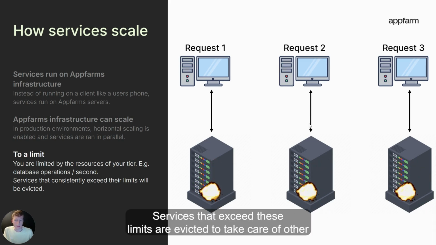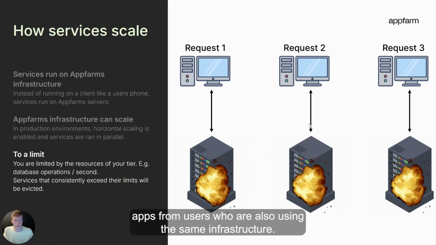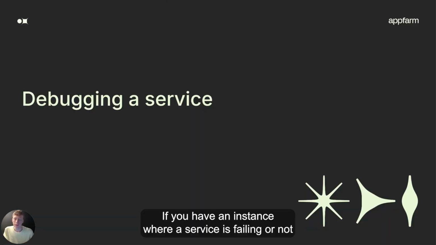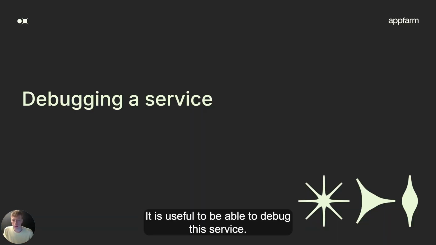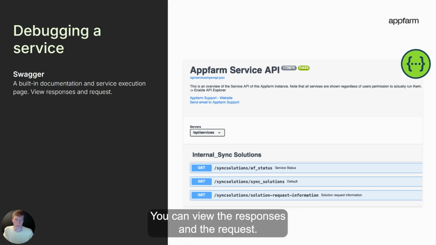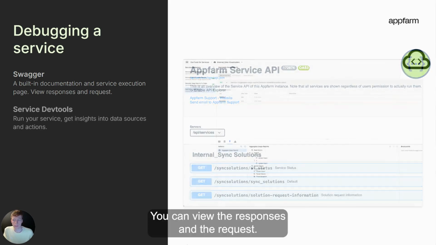Services that exceed these limits are evicted to take care of other Appfarm users who are also using this same infrastructure. If you have an instance where a service is failing or not executing as it's meant to, it is useful to be able to debug this service. Swagger is a built-in documentation and service execution page. You can view the responses and the request.